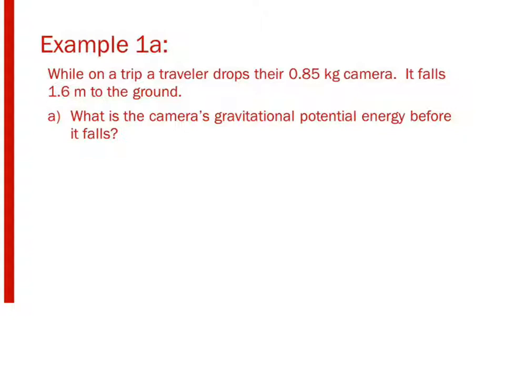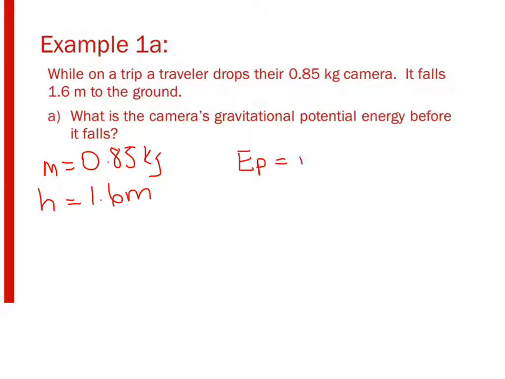So here's our first example. While on a trip, a traveler drops their 0.85 kilogram camera. So we have a mass, and it falls 1.6 meters to the ground. Part A is asking us, what is the camera's gravitational potential energy before it falls? So really we're just looking for our EP here, which is going to be mgh.